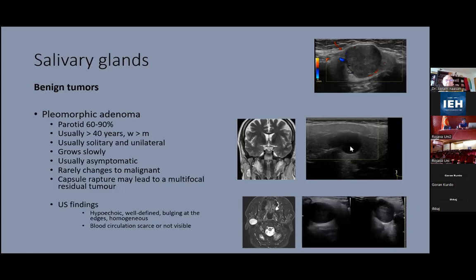And this is in the MRI, you can see it. This is another patient, also with the same hypoechoic, well-defined region. You can see it also in the MRI.